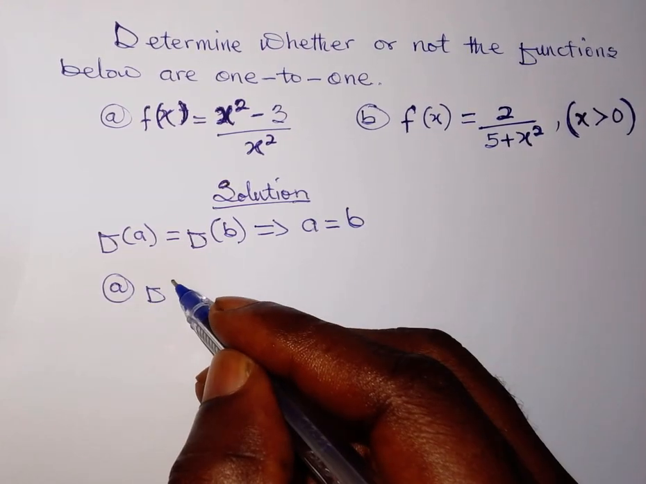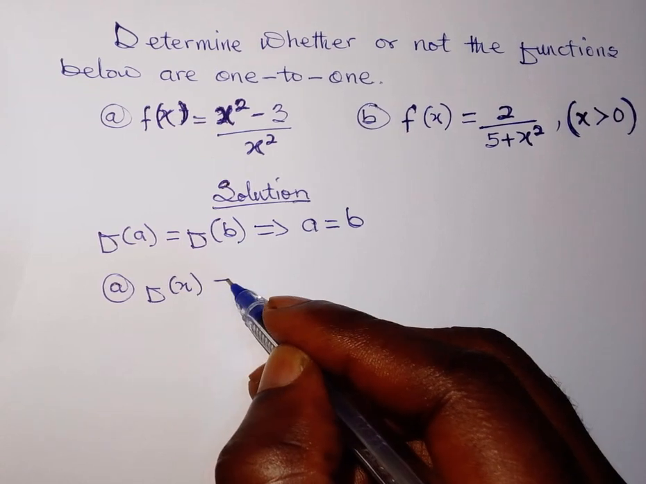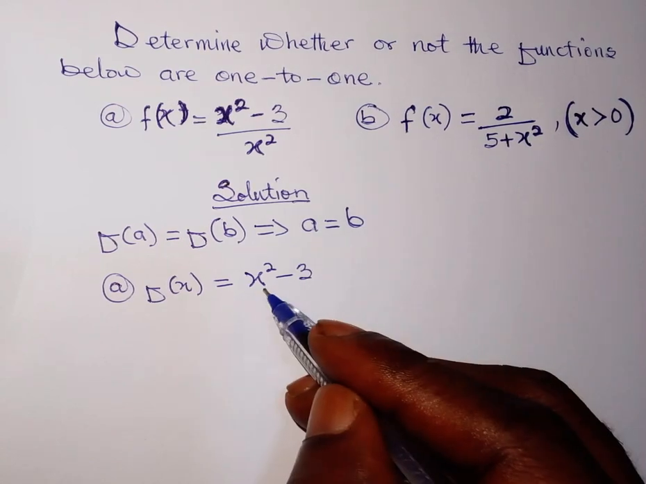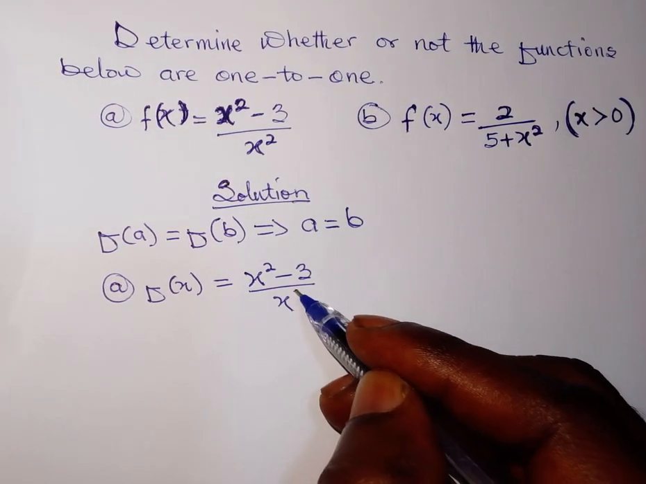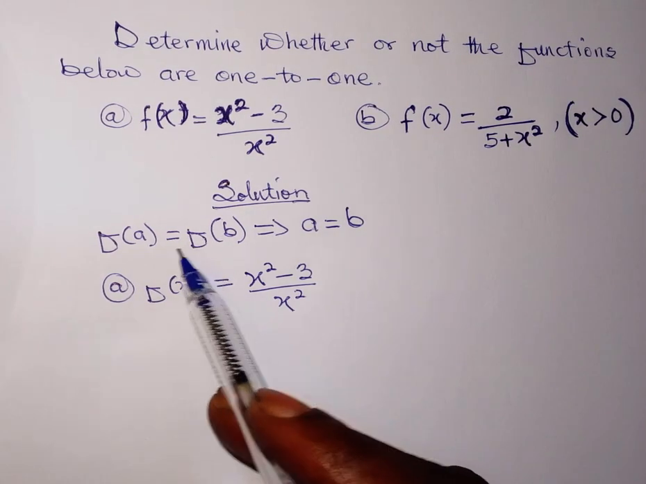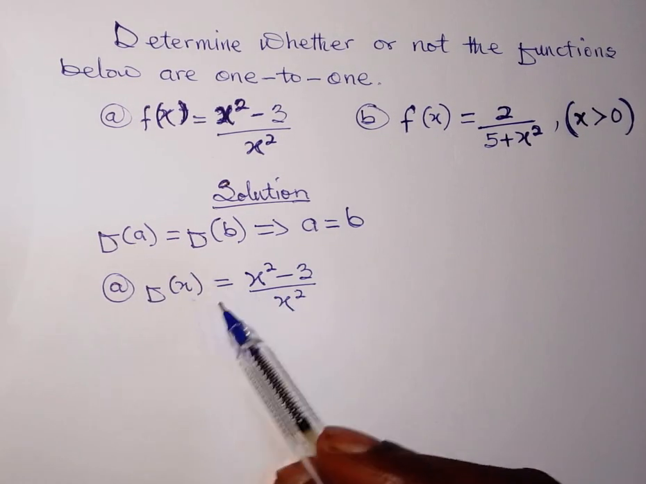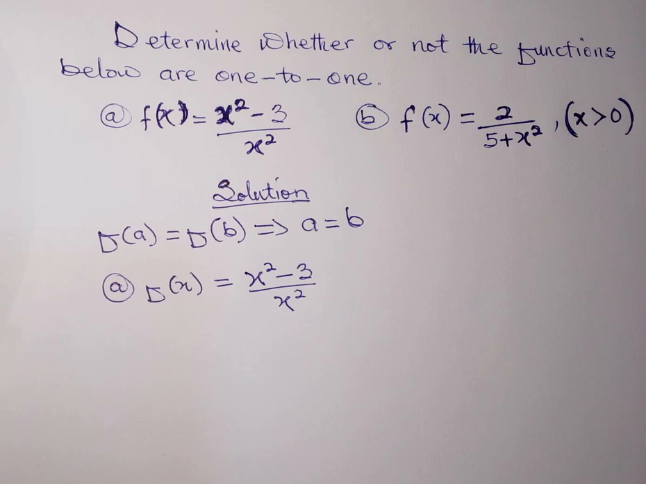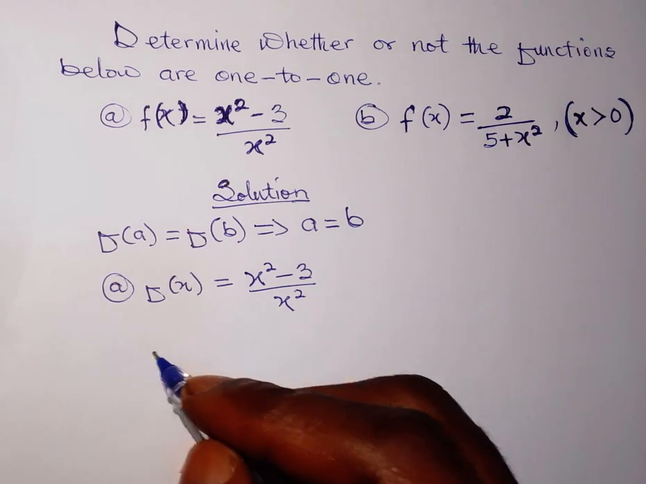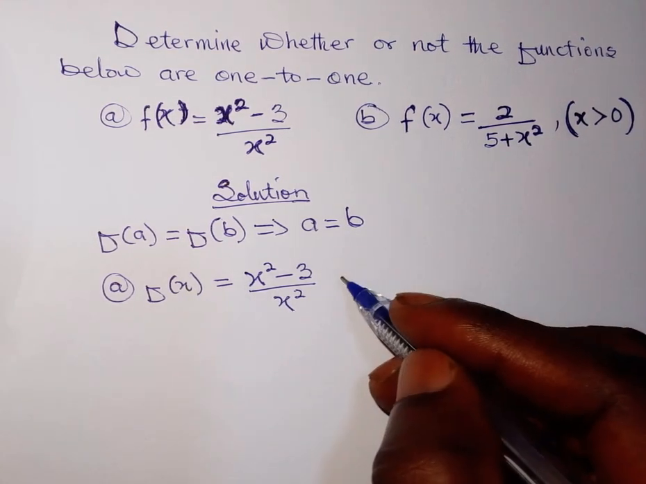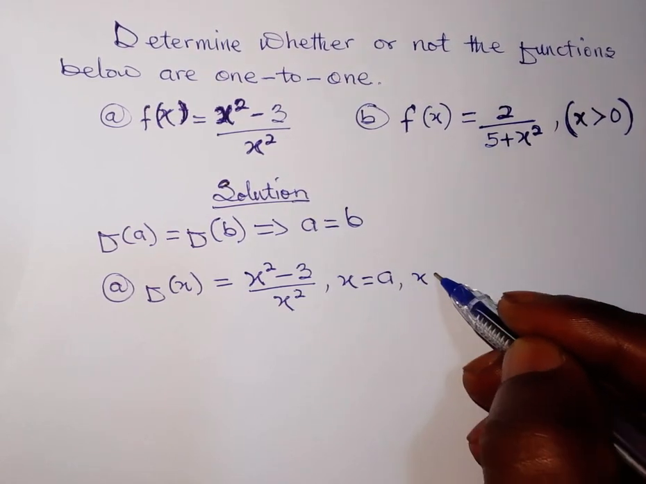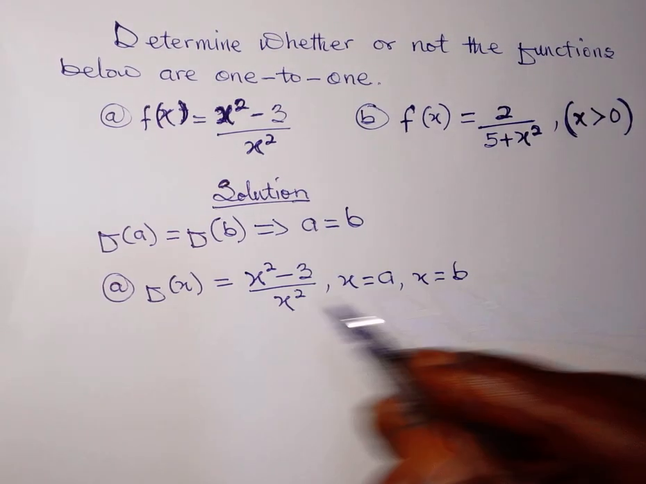We are given this function as f at x is equal to x squared minus 3 all divided by x squared. We are going to substitute a for x in the equation and also substitute b for x in the equation. Then we equate the two to determine whether it is a one-to-one function. So my x should be a, and at the same time my x should also be b.